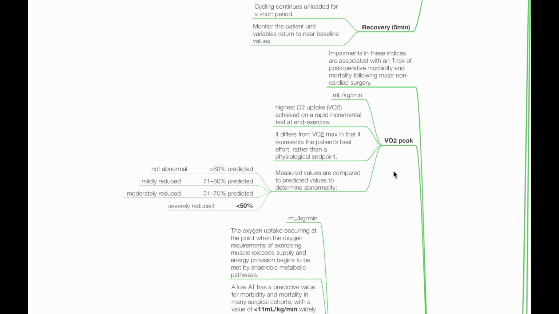VO2 peak in mL per kg per minute is the highest oxygen uptake achieved on a rapid incremental test of exercise. It differs from VO2 max in that it represents the patient's best effort rather than a physiological endpoint. Measured values are compared to predicted values to determine abnormality. If more than 80% predicted, this is not abnormal. 71 to 80% predicted, mildly reduced VO2 peak. 51 to 70% predicted, moderately reduced VO2 peak. Less than 50%, this is severely reduced VO2 peak.